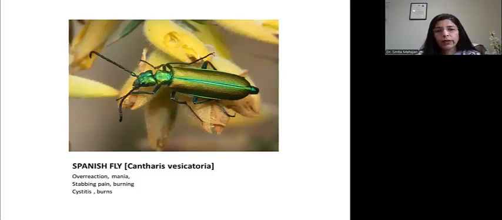Spanish fly, overreaction, mania. Spanish fly is Cantharis. Stabbing pain and burning pains you will see. And we usually use it in cystitis or burns, right? We use it in urinary tract complaints, the Cantharis.